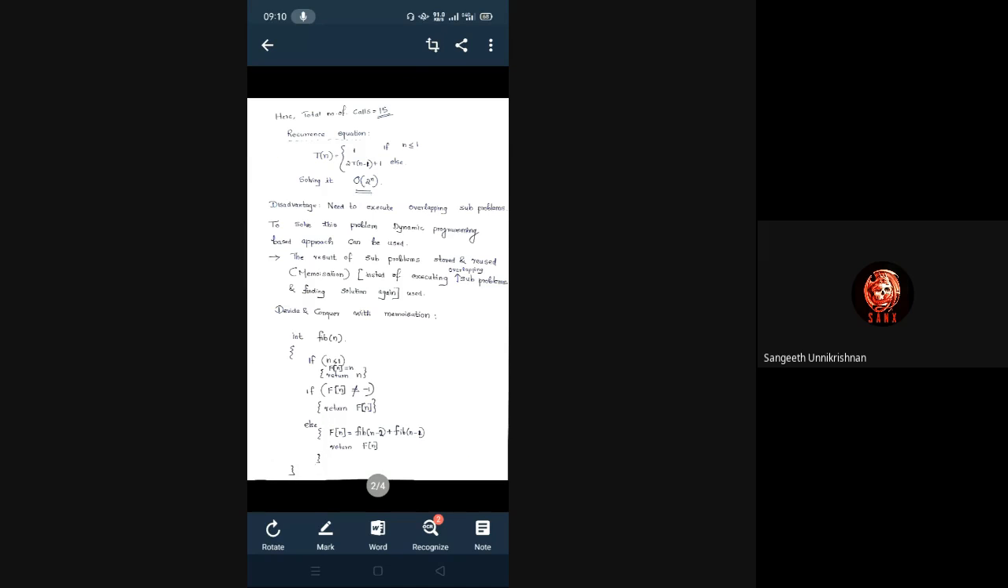So that is the disadvantage of this method: it needs to execute overlapping subproblems. What does overlapping subproblem mean? In the same recursion tree, a subproblem is executed 2 or 3 times, more than 1 time. That is called an overlapping subproblem. Okay, so how can we solve it?